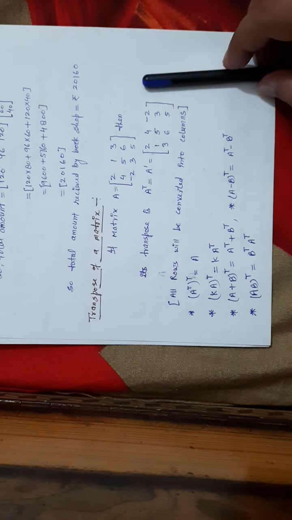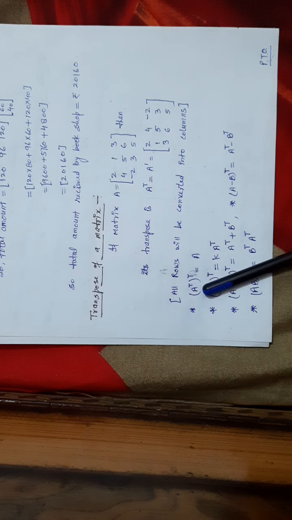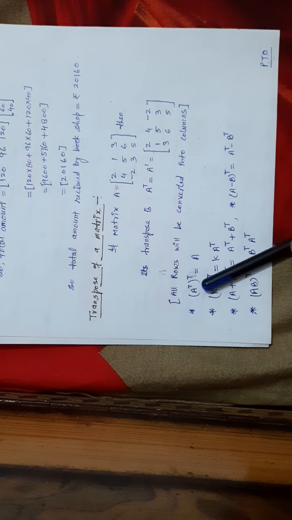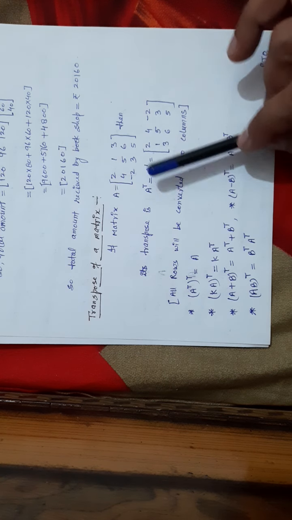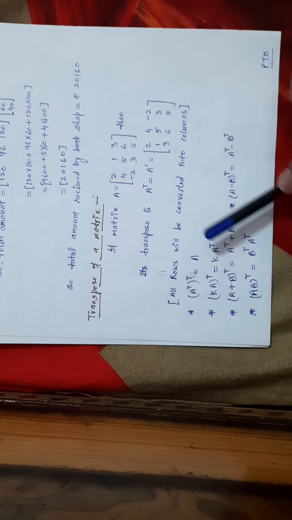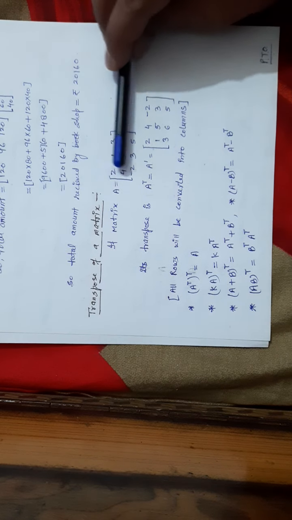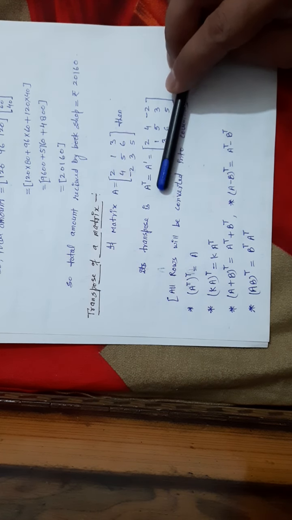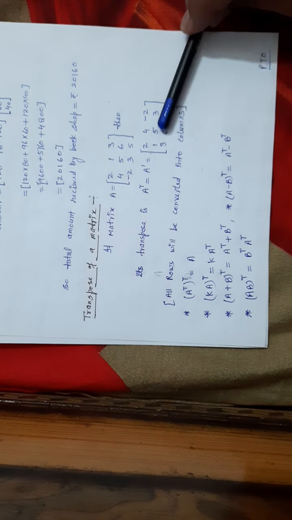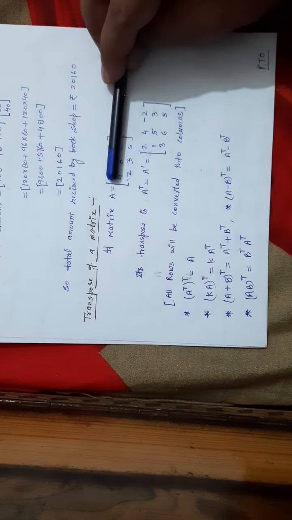Is it clear? Now, A transpose whole transpose will be A. It means if we find the transpose of the transpose of a matrix again, the answer will be the original matrix. Suppose this is a matrix A and we find the transpose of matrix A, it means A dash or A T. Then again if we find the transpose of A T, it will be converted into A.